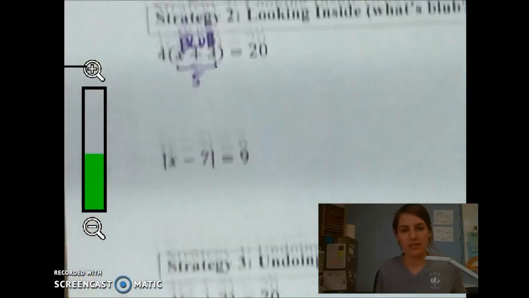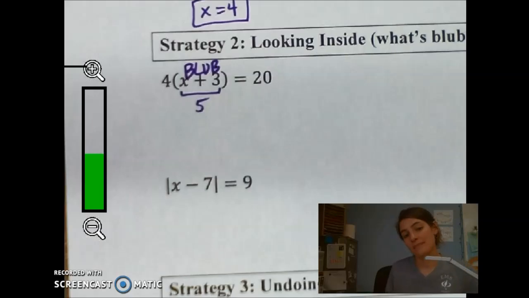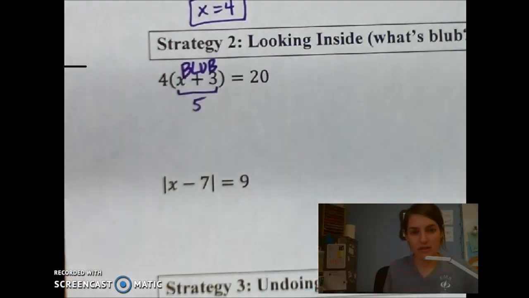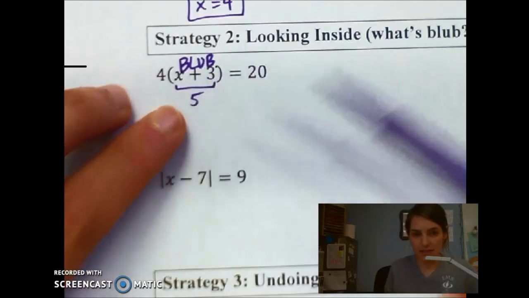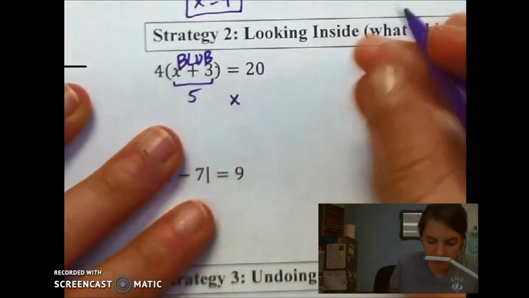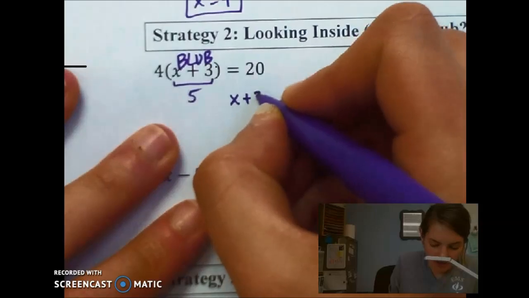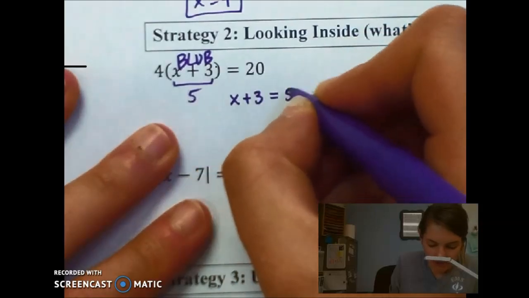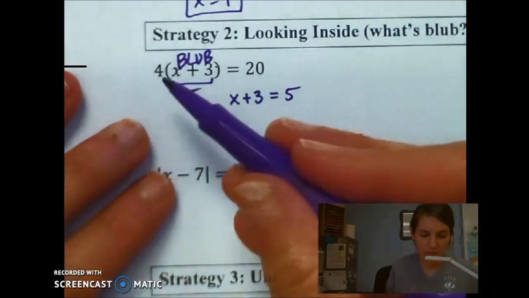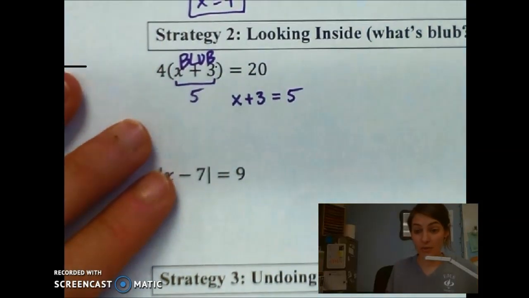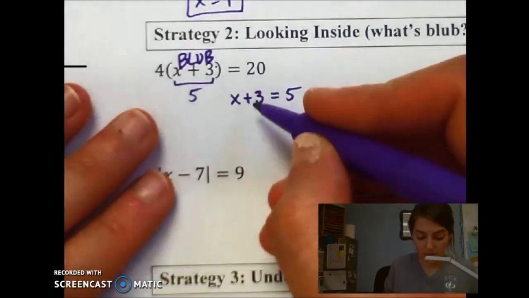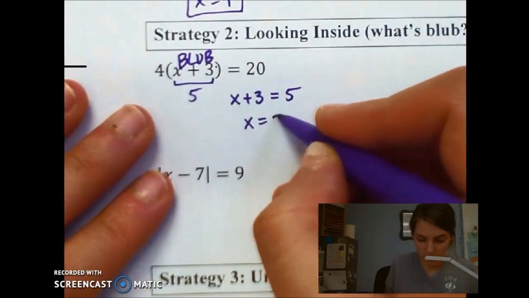So this is a pretty silly example, but 4 times 5 is 20. So if we're calling what's in there blub, and what is in there has to be 5, then we've just made a simpler equation that x plus 3 has to be equal to 5. So that 4 times 5 will equal 20. Then we want to know what x is. So we can flip over the 3 and x would equal 2.